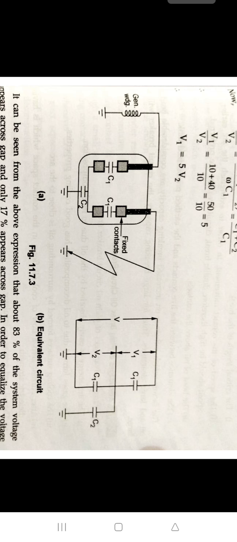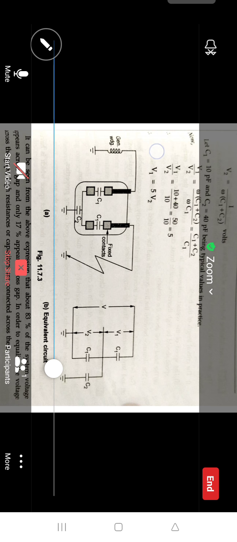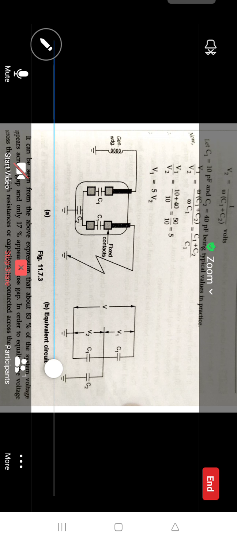So here if we take C1 as 10 picofarad and C2 as 40 picofarad, being typical values in practice, then for V1 divided by V2 we can substitute these values. Omega will get cancelled out, leaving C1 plus C2 divided by C1. It will give us V1 equal to 5 times V2. So we can say that about 83% of system voltage appears across one gap and only 17% appears across the other gap.